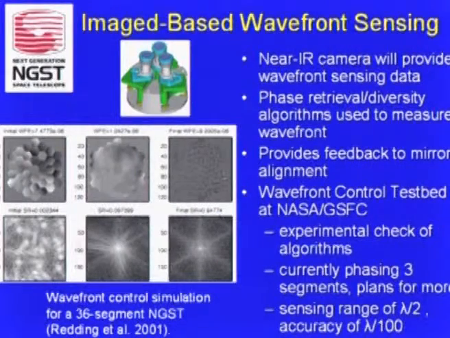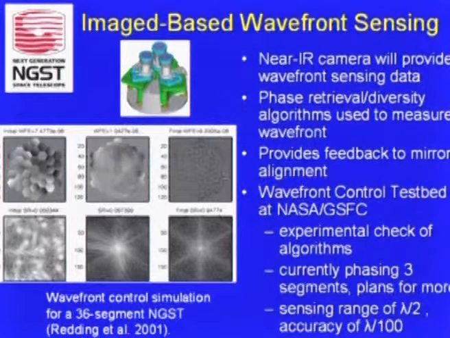Image-based wavefront sensing and control. This is a simulation here. They've been doing a lot of computer work at JPL and at Goddard on simulating exactly how to align these mirror segments. This is a simulation here of the wavefront error associated with a misaligned NGST type system. This is the point spread function for that misaligned system. Looks like a mess. As you improve alignment using phase retrieval or phase diversity algorithms, the point spread function looks better, and once fine alignment is complete, there's a nice crisp point spread function here.